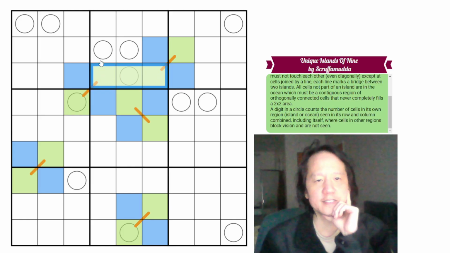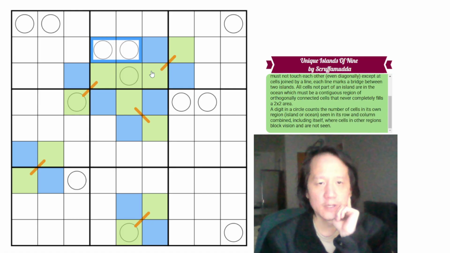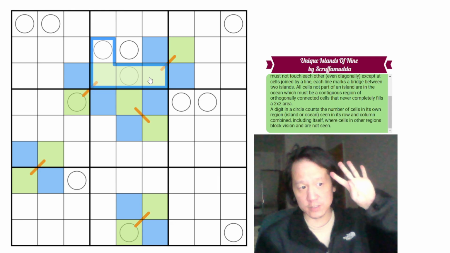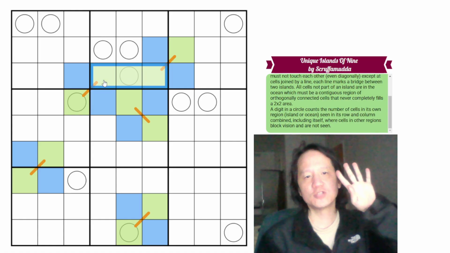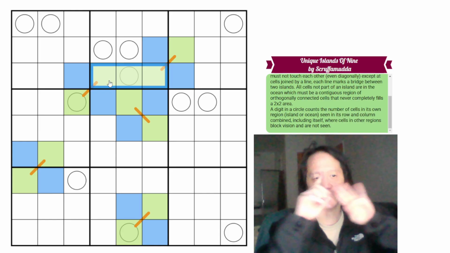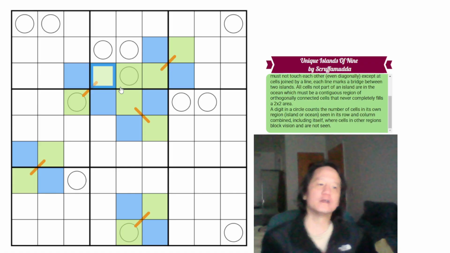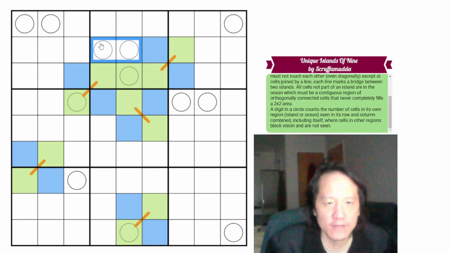If we were to try to extend this island, what happens? The problem is if it extends, it can only extend in this box. And therefore, we would have 4 digits which are unique. The minimum value, if you sum up those 4 digits, would be 1 plus 2 plus 3 plus 4, which adds up to 10. And already this island would be greater than 9. So you cannot extend this island any further. Therefore, these 2 must be ocean cells.